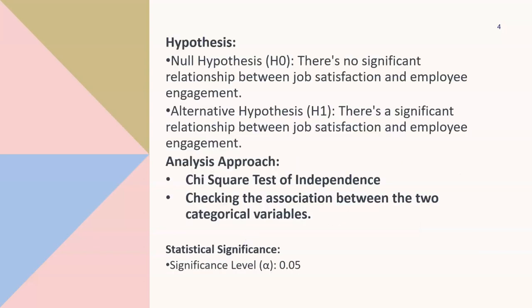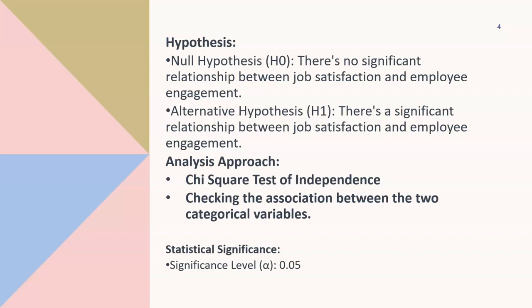Now, in order to do chi-square test of independence of attributes, we have to set a hypothesis. The null hypothesis for this test is there is no significant relationship between the two factors, that is job satisfaction and employee engagement. And alternative hypothesis, that is H1, is there is a significant relationship between the two factors, that is job satisfaction and employee engagement.